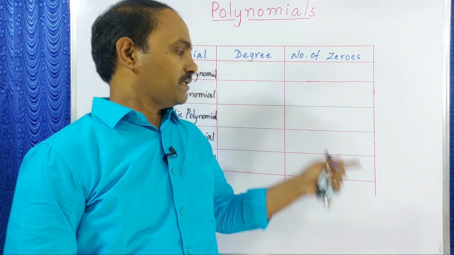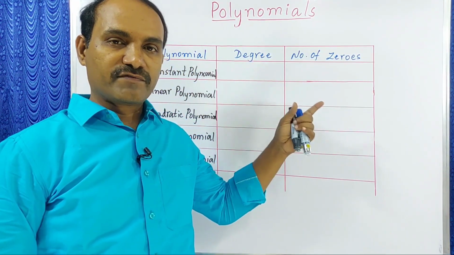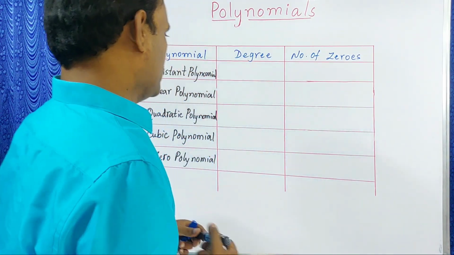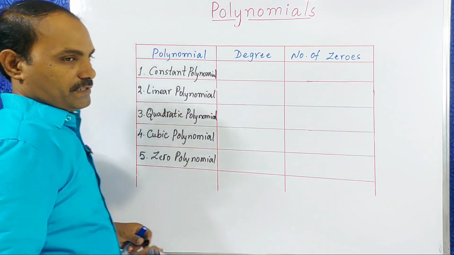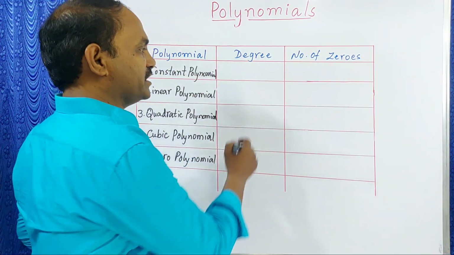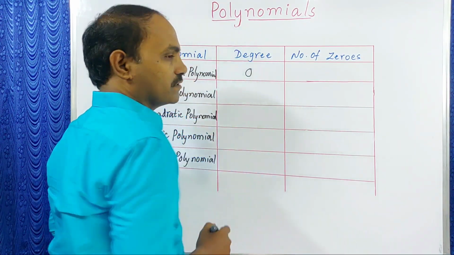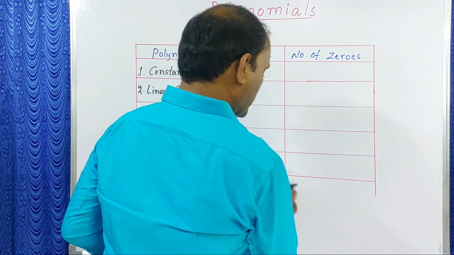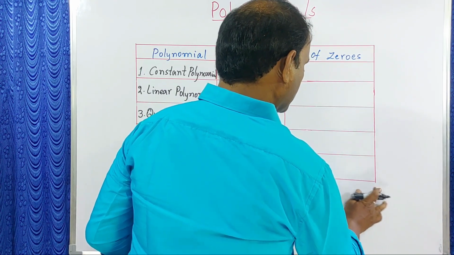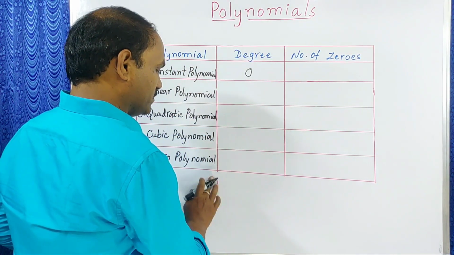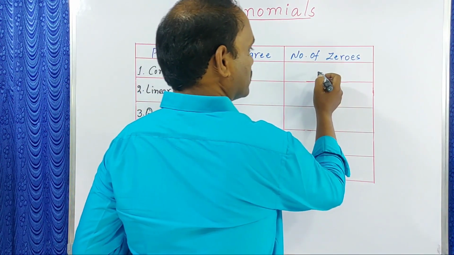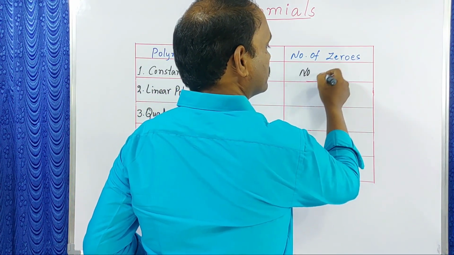Let us check in table form the number of zeros and degree. What is the relation between these? First one is the constant polynomial. Constant polynomial has degree 0. Degree 0 means numbers. Constant polynomials are numbers, so the degree is 0. That's why the number of zeros is none, no zeros.